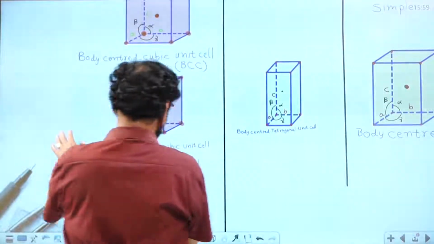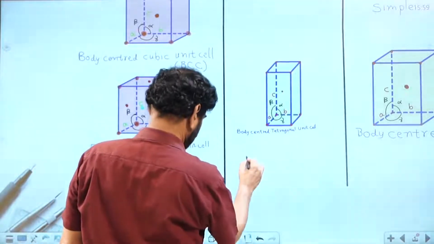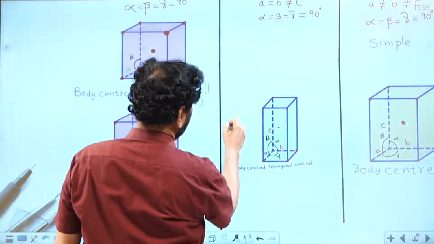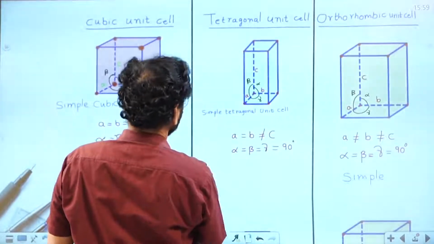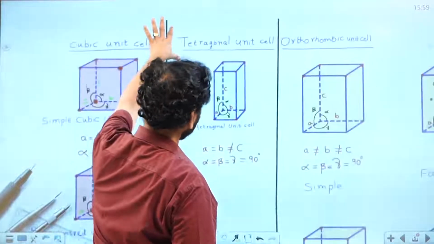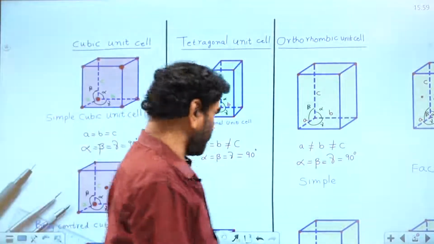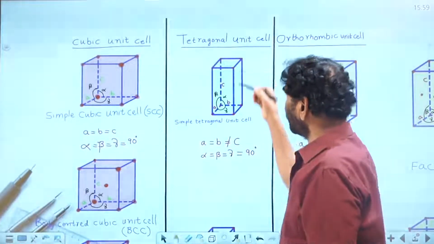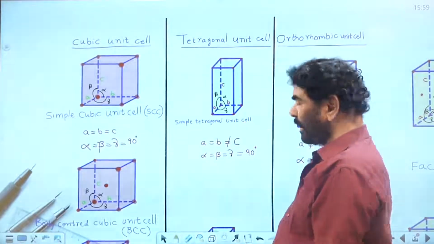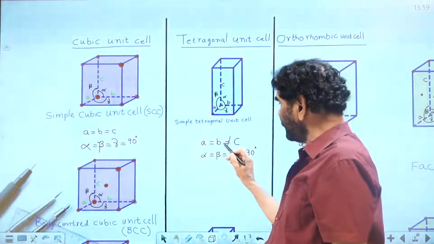Now come to the second one, the tetragonal unit cell. What is the tetragonal unit cell? The second unit cell is based on the cell parameters. What is the tetragonal? I told you, only the cell parameters are to be taken. a = b.